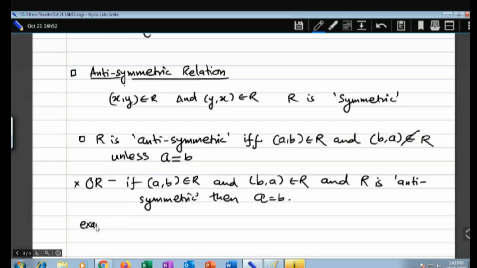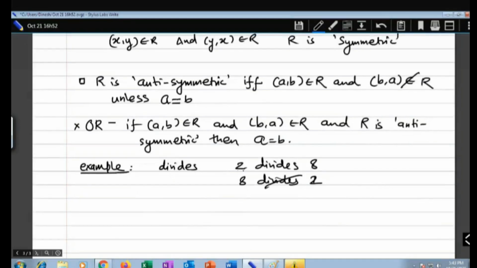What can be an example of anti-symmetric? Again, I'll take divides. Say 2 divides 8, but 8 doesn't divide 2. Are you getting me? 2 divides 8, but 8 doesn't divide 2. That is one example. Or you can say greater than: 3 is greater than 2, but 2 is not greater than 3. So this is an anti-symmetric relation.